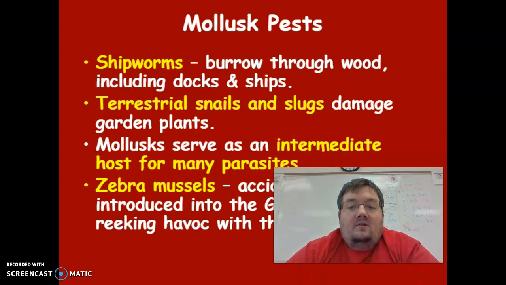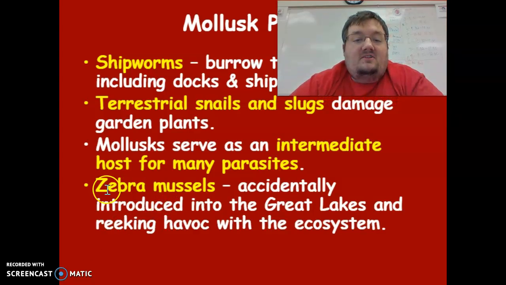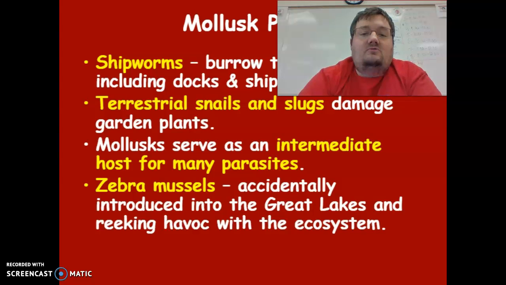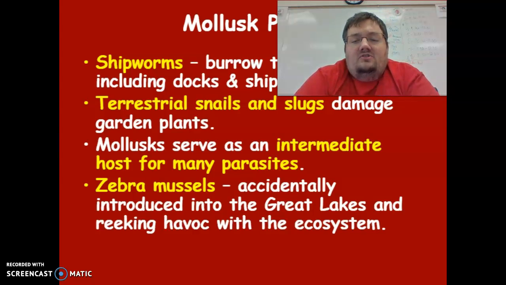Another particular mollusk that's a pest are zebra mussels. We're not talking about the muscles of a zebra. We're talking about zebra mussels. They're clams. We usually dissect them here at school. They were accidentally introduced into the Great Lakes and they've been wreaking havoc on that ecosystem ever since.